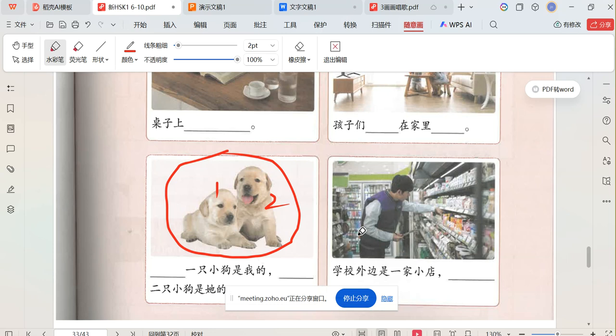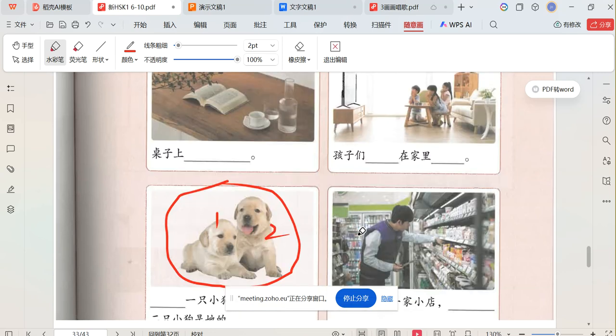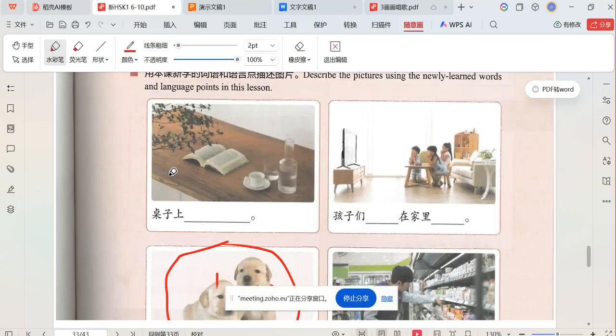二 means second. We don't say there are second dogs. We say there are two dogs. 这儿有两只小狗。两只小狗。Tell me, what are the things on the table?